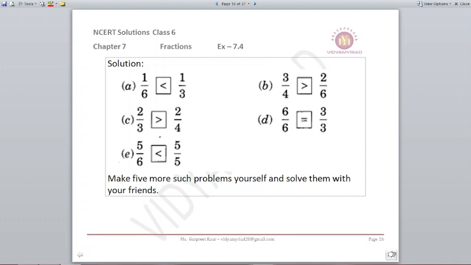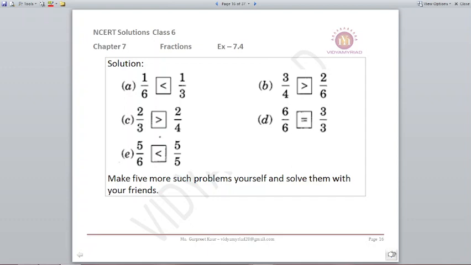Next, 3 upon 4 and 2 upon 6. So 3 into 6, 6 3s are 18. 4 2s are 8. 18 is bigger. So 3 upon 4 is greater than 2 upon 6. See, 2 upon 3 and 2 upon 4, cross multiply. 4 2s are 8. 3 2s are 6. 8 is bigger. So 2 upon 3 is greater than 2 upon 4.